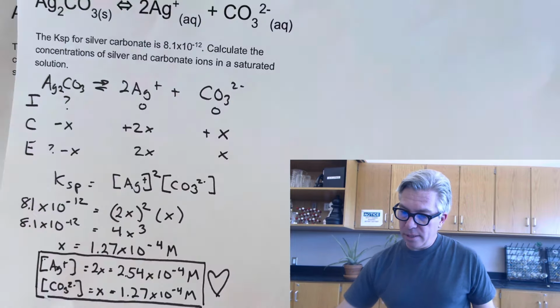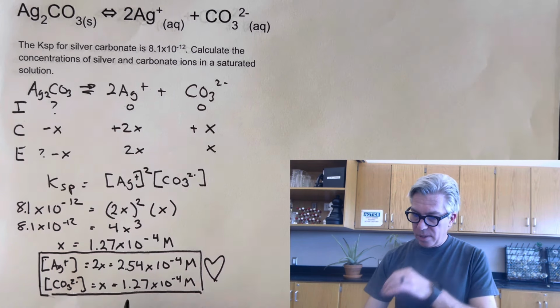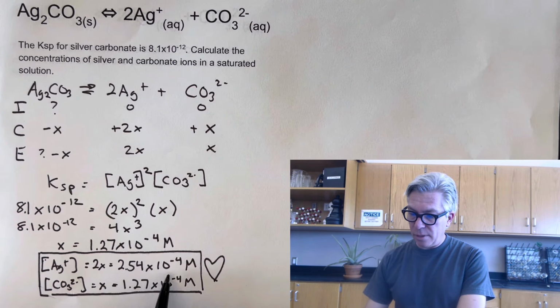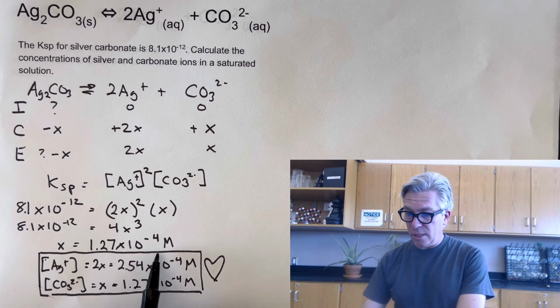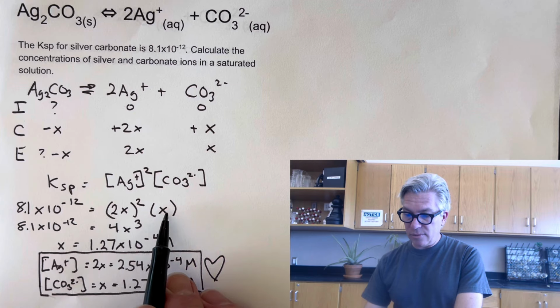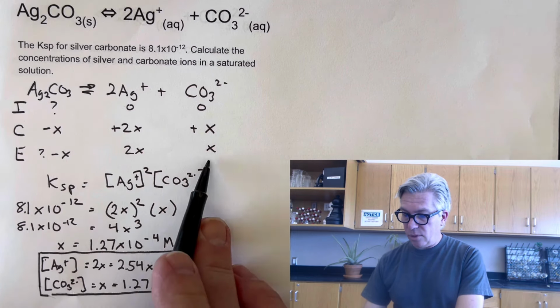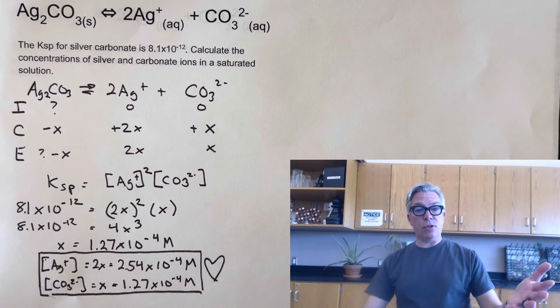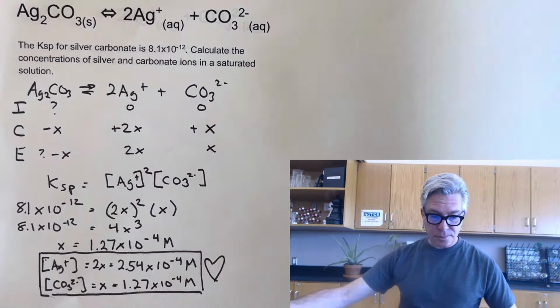All right, when I did this, I got silver concentration of 2.54 times 10 to the minus 4th, because X came out to be 1.27 times 10 to the minus 4th. You can see my ice table, my expression. It's 2X squared times X, which again is 4X cubed if you simplify it. And then the carbonate is equal to X, which is 1.27 times 10 to the minus 4th. So if you got that, congratulations. We're off to a great start.